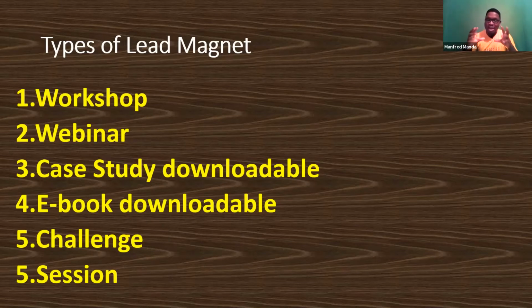If your lead loves reading books more, then you can target them with an ebook. If they love challenges or sessions more, you can prepare a challenge or session to hook them. So these are 5 types of lead magnet that you can prepare to hook your fish.